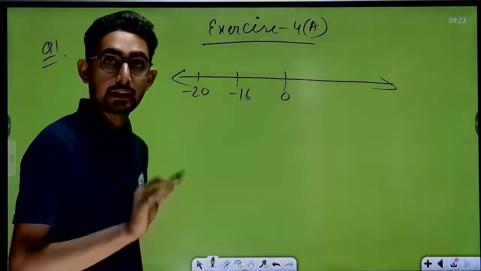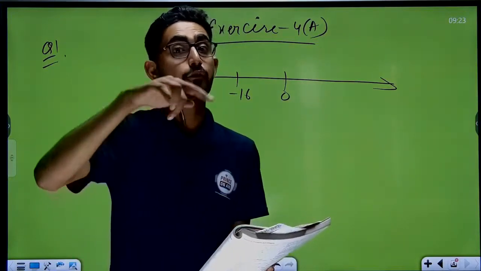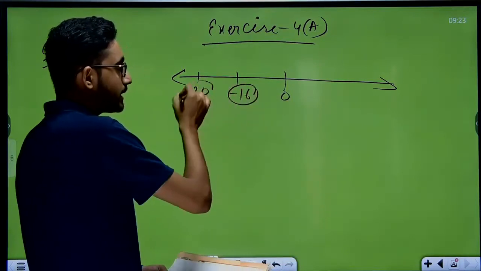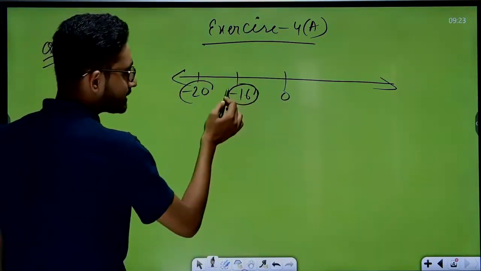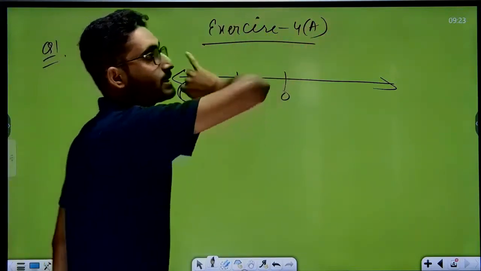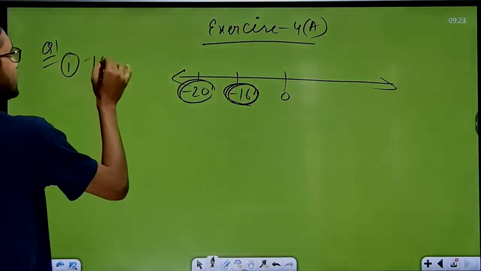Right hand side, left hand side? Obviously minus 20 is here only. Now your question says minus 16 is to the right of minus 20. Is this minus 16 to the right of minus 20? Yes, obviously minus 16 is the number that is right of minus 20, on the right hand side. So obviously this is a true statement.